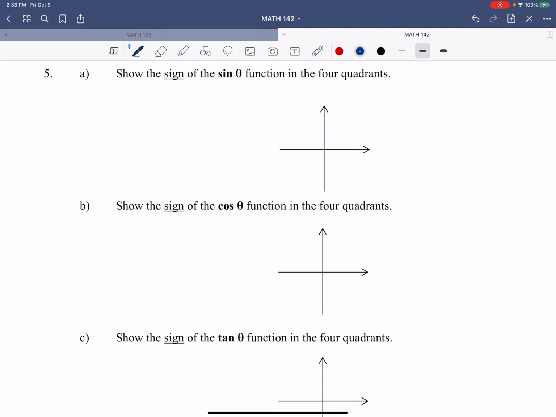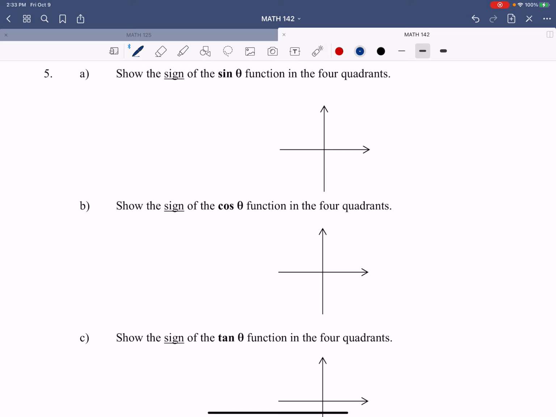All right, so what we're going to do is look at the sign of the sine, cosine, and tangent functions because, you know, we could look at cosecant, secant, and cotangent as well, but remember, they're reciprocals. And taking the reciprocal of a number does not ever affect the sign of that number. So if you have a positive number, the reciprocal is always positive. So it's kind of overkill.